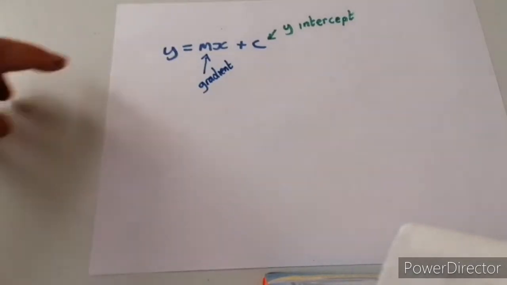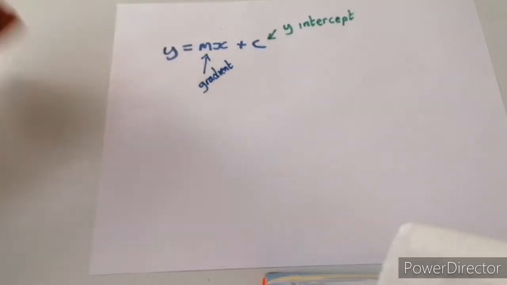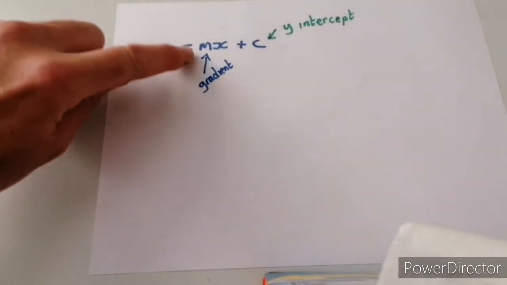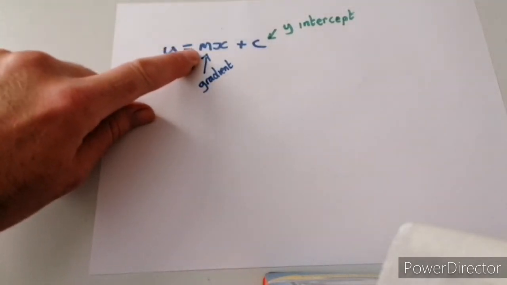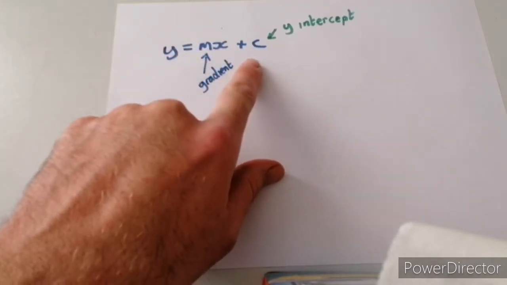In maths, we generally refer to the equation of a straight line as y equals mx plus c. Now, I have no idea why we use m and c as the letters. I've often tried to find out. If anyone can find out, please let me know. But m is always going to be the gradient of the line because it's the number next to the x, and c is the y-intercept.